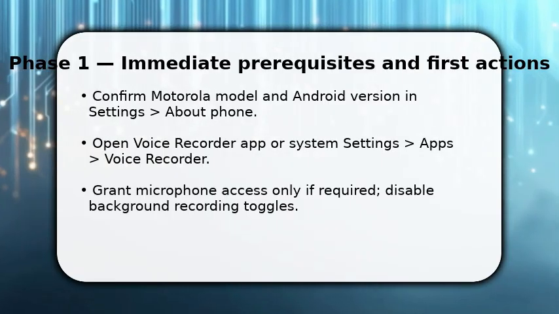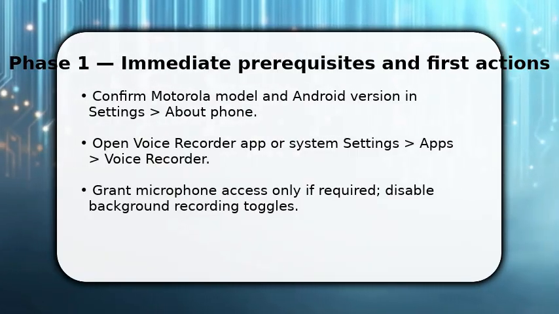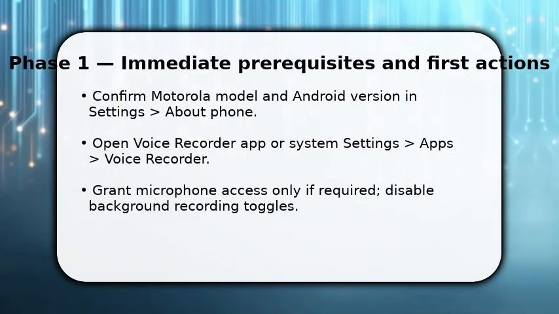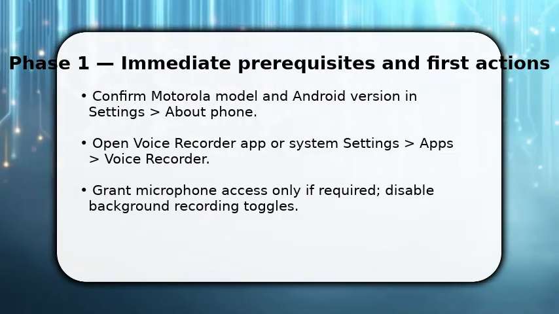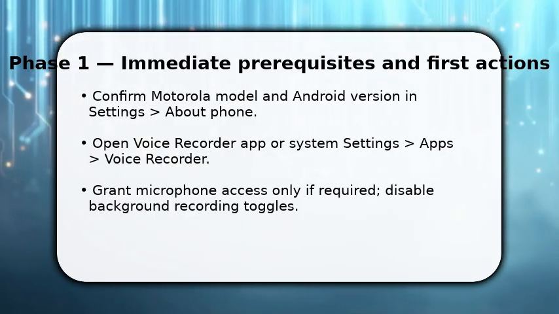You'll start by confirming the exact Motorola model and Android version so you know which menu labels you'll see. Once done, go straight to Settings and open Apps, then select the Voice Recorder app. Alternatively, launch the Voice Recorder app itself.